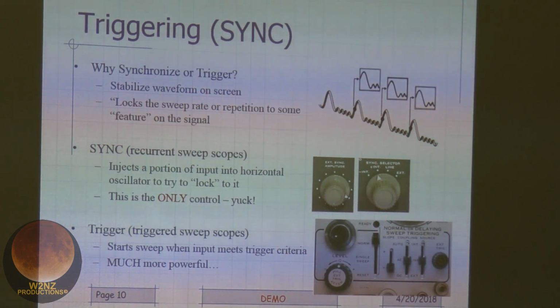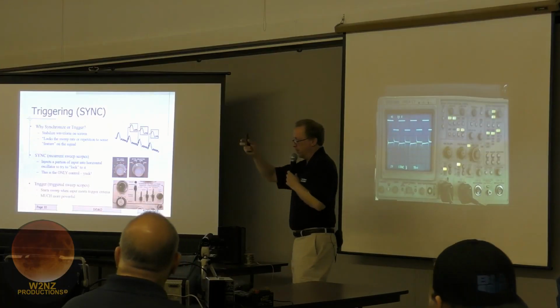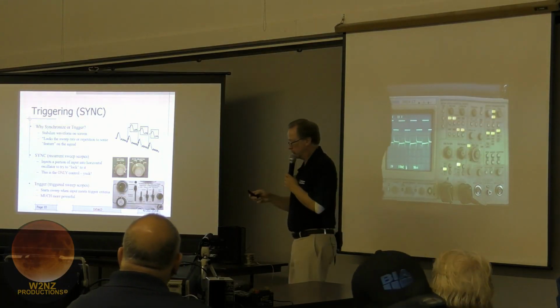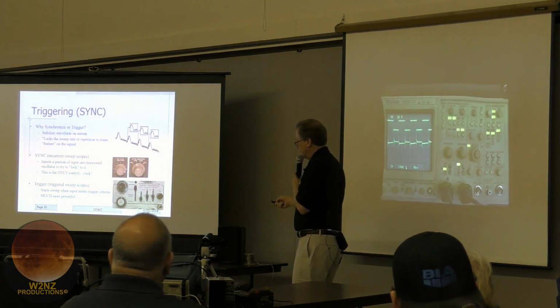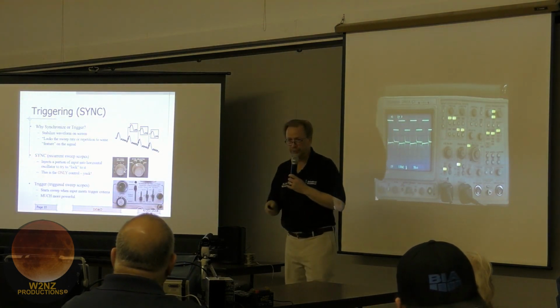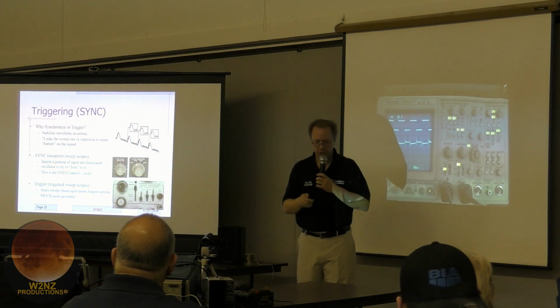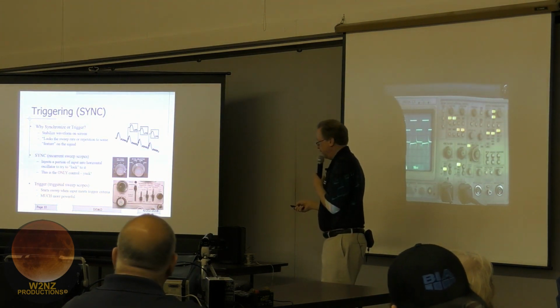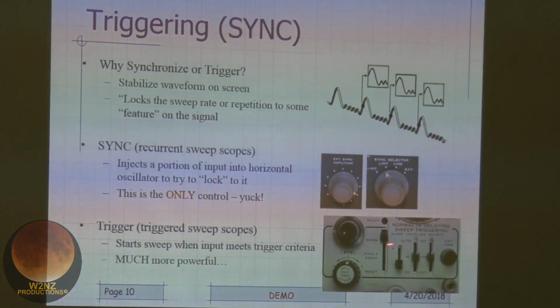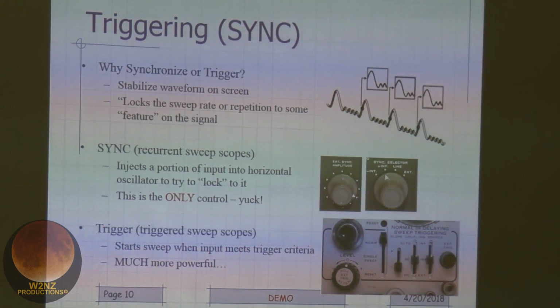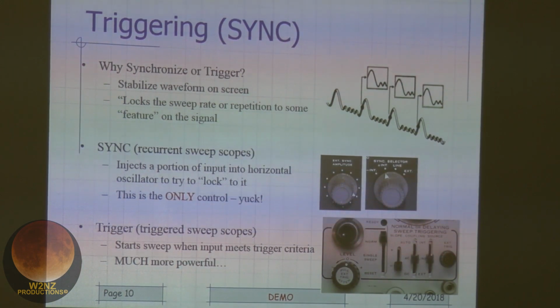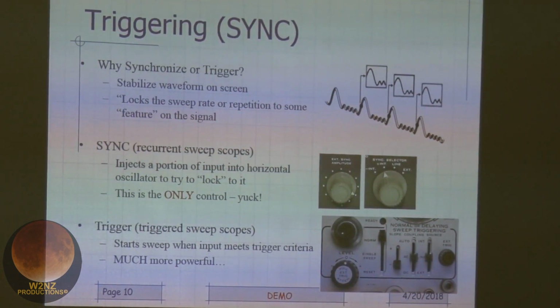If you're walking around a Hamfest and you're looking at a scope, how do I know the difference? Like I said, the recurrent sweep scopes will have that horizontal vernier frequency control. They'll also have like a sync selector and sync amplitude controls. You're not going to see that on the triggered sweep scopes. The triggered scopes will have something that says triggering and has some trigger controls we'll talk about here in a moment. So again, look for a triggered sweep scope. They're a lot more useful and a lot easier to use and to get some useful measurements out of.